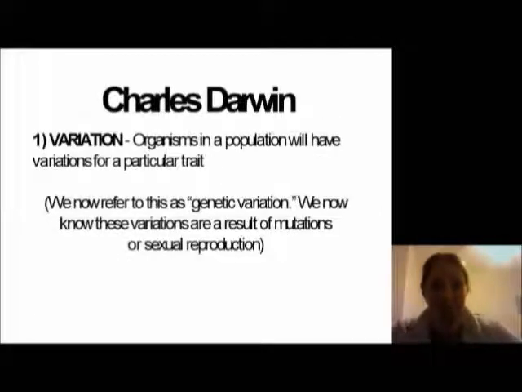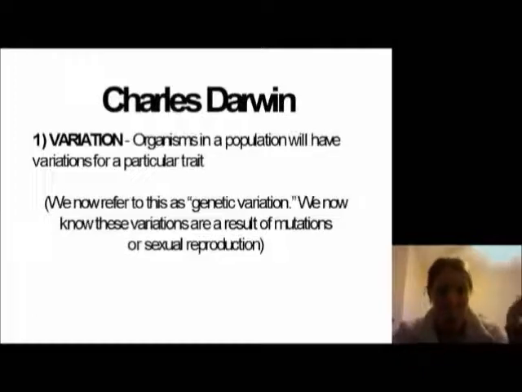So now let's jump into the theory of evolution by natural selection that was first published by Charles Darwin. There are four key parts, and we remember VOST, or V-O-S-T. The first part is variation, which just means that organisms in a population will have variations for a particular trait. We call this genetic variation, and we know that these variations arise either because of mutations or because of variations through sexual reproduction.